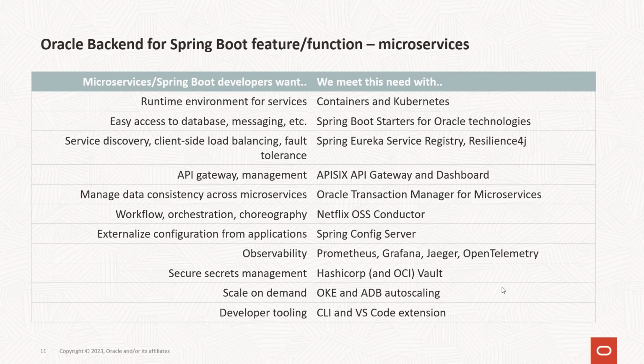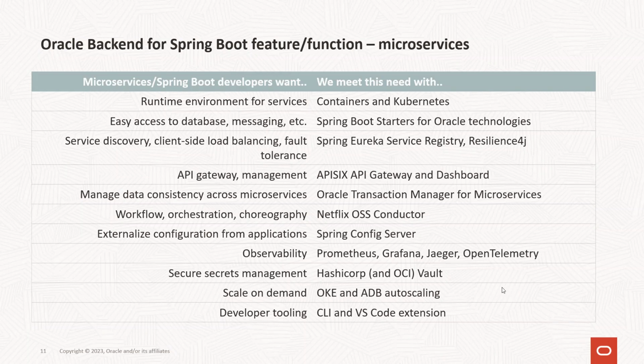We also have an API gateway to be able to expose the services. In microservices, transaction management becomes quite a problem, so we have something called Oracle Transaction Manager for microservices. It comes with the architecture and the patterns, really. We need workflow, orchestration, and choreography, so we deploy Netflix Conductor. We want to externalize configurations from applications, so we have a Spring config server there.